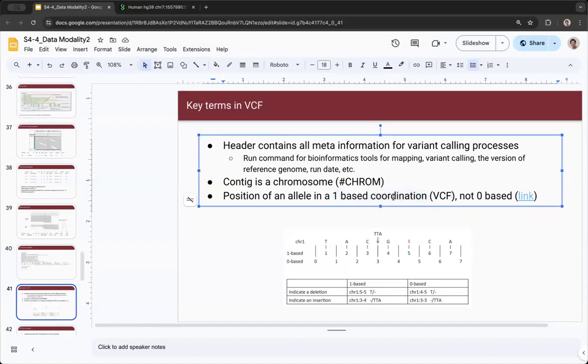So what is one-based coordination? You can think of it like this: if you look here, on chromosome 1, the first position is T, the second one is A, and the third one is C. And you have a certain insertion variant happening here. According to the one-based system, its position is the fourth position, right? But if you think about the 0 position, it's between the 3 and 4, right? So you put the -1 position.